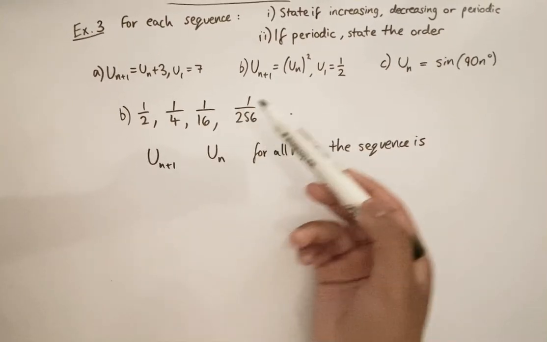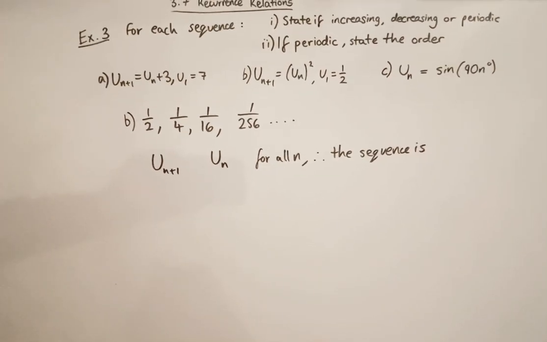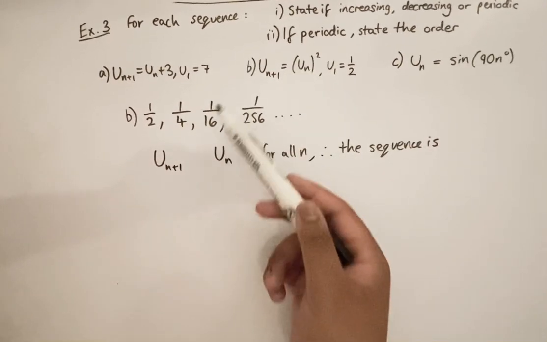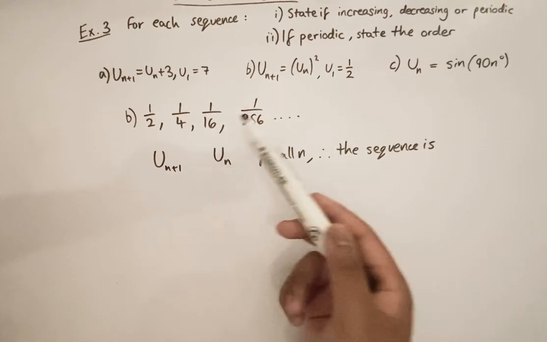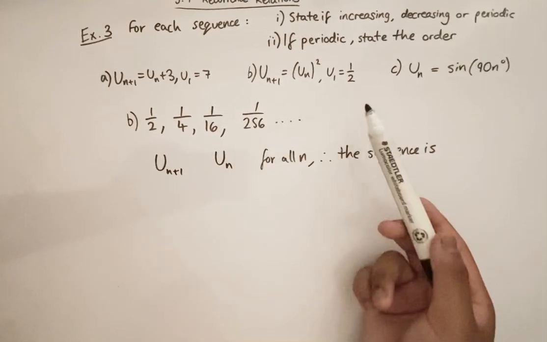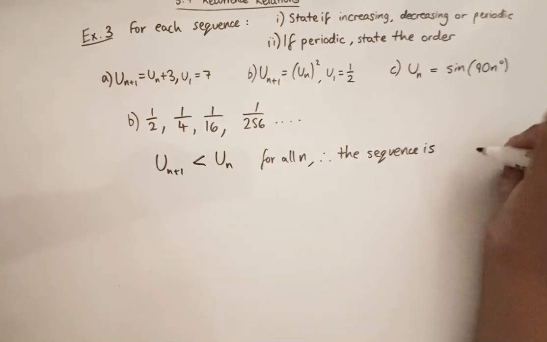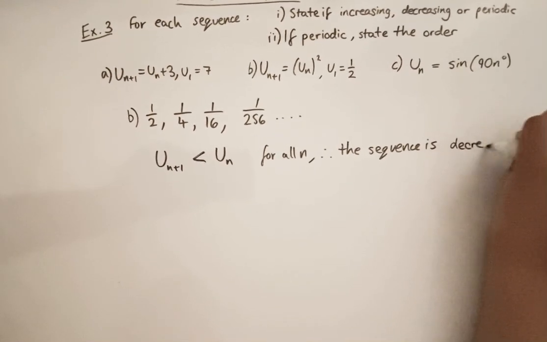For part B, if we expand the sequence for the first few terms, we get a half squared is a quarter, squared is 1/16, 1/16 squared is 1 over 256, and so on. We can see that the terms are getting smaller every time, so therefore the sequence is decreasing.